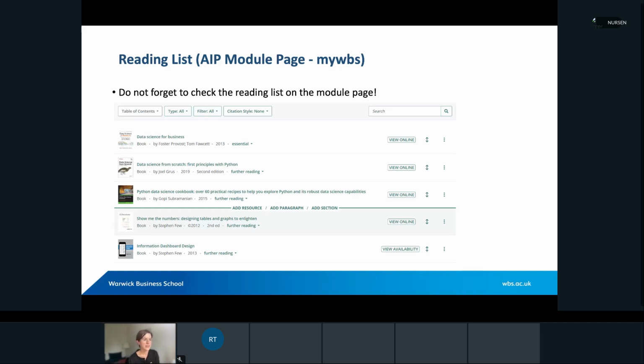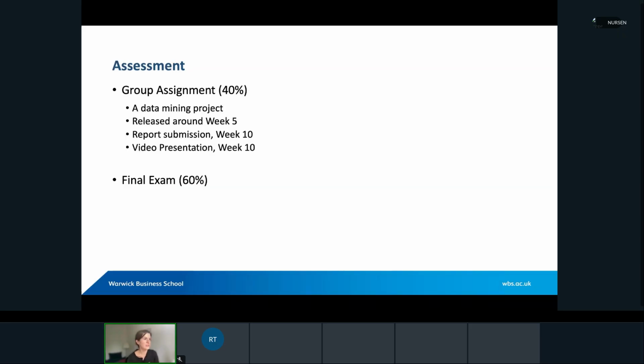Okay, so let's move to the next slide. I think this one is the most important slide for you today, right? So, assessment. We have 2 types of assessments in this module. One of them is the group assignment. It has 40% weight. The group assignment is going to be released around week 5, so you can expect it by the middle of November, and it will be submitted by the end of the term, week 10.